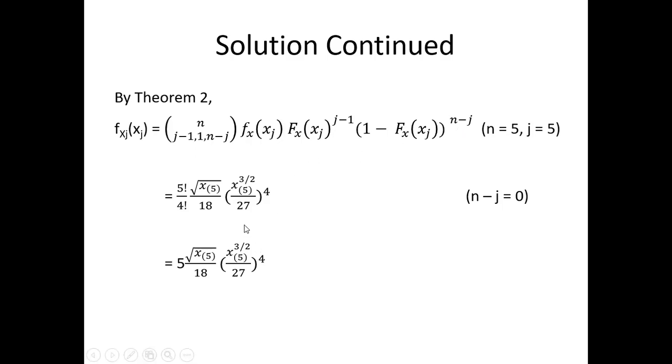And we get over here, so you could see 5 factorial over 4 factorial. It just simplifies to 5, times the square root of x5 over 18, times x5 to the 3/2 over 27 raised to the 4th power.